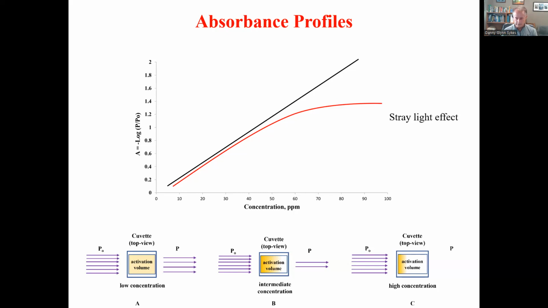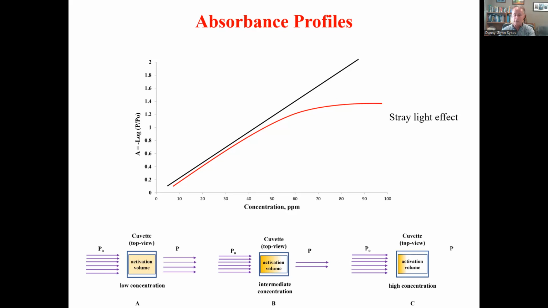Down below, what we can see here is that the far left cuvette has a low concentration. And so photons are being absorbed all throughout that cuvette volume. As I increase the concentration, more and more absorption is taking place at the front end of that cuvette, because even though the molecules are randomly distributed, there's just a lot of molecules.